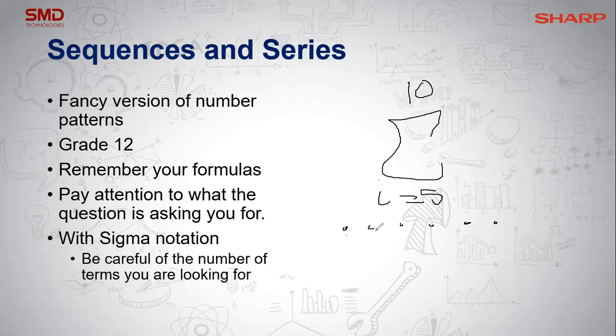So if I count these, it's 1, 2, 3, 4, 5, 6 different terms. I took this as a shorter example because you might get ones where it's like 100, for example. So just be aware that when you're counting terms, particularly for sigma notation, it is actually your end value minus your start value plus 1.